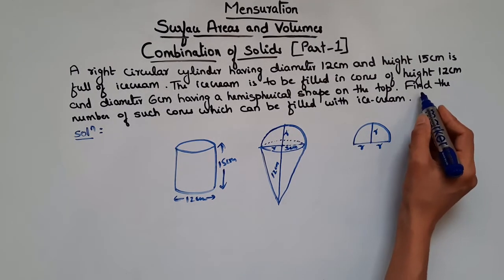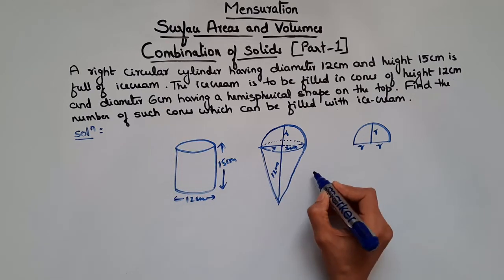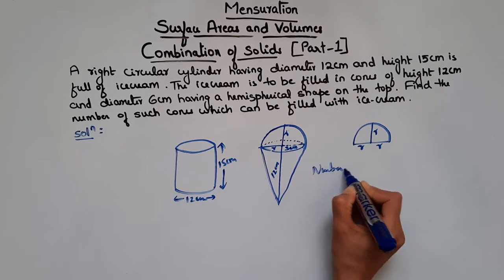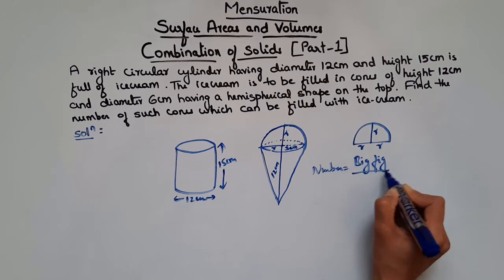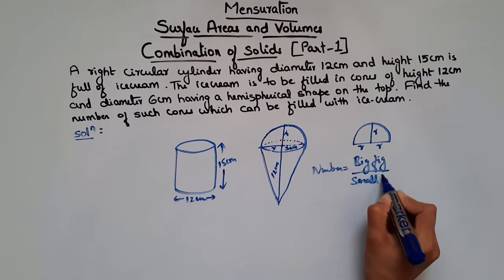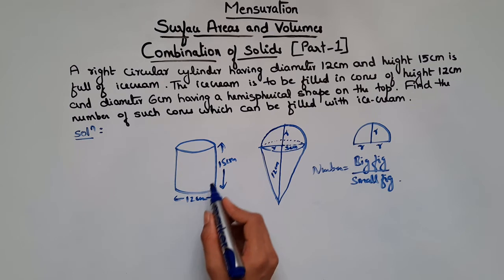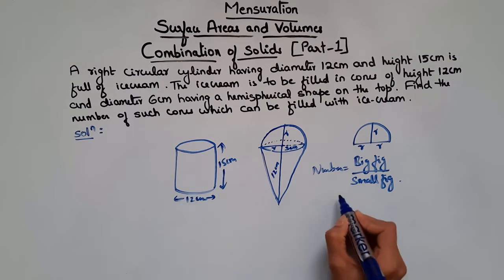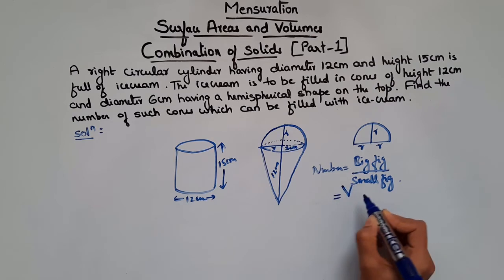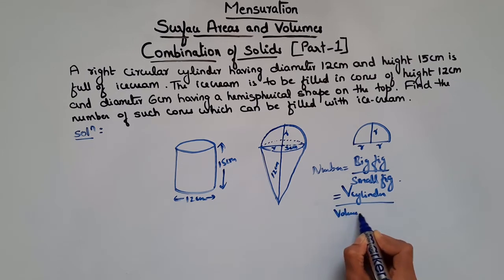So here they have asked to find the number of such cones, which means it's a number problem, right? We know number is equal to big figure by small figure. Now which is the big figure in this? Cylinder is the big figure. We are talking about ice cream, which means a volume, right? So you can write this as volume of cylinder by volume of one cone.